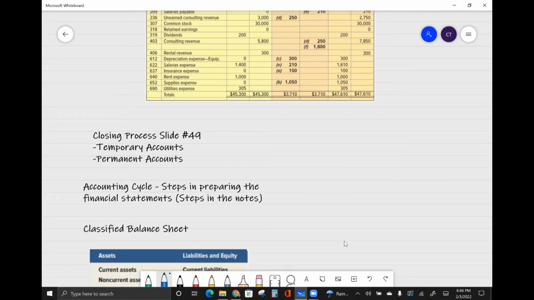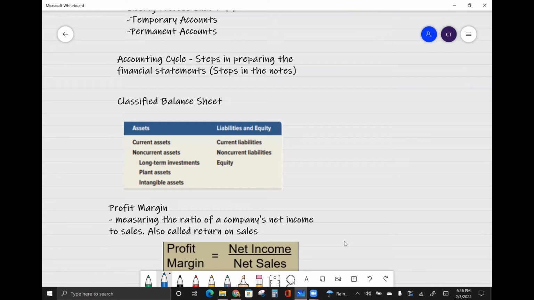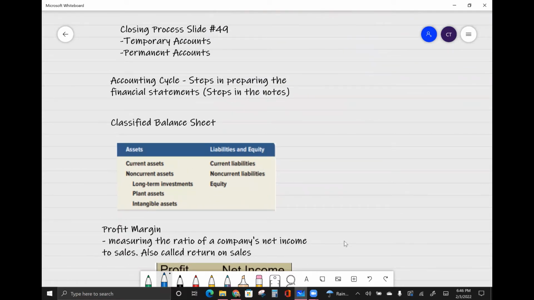Okay, we're not going to get into the closing process. I don't know that I have any entries on closing process. The closing process is basically after the 12-month period, whether it's a calendar or fiscal year. When you are finished that operating cycle, you want to clear out all your temporary accounts. Temporary accounts are all of your revenues and your expenses, your dividends that you paid out. You want to close those because now we're entering a new year.